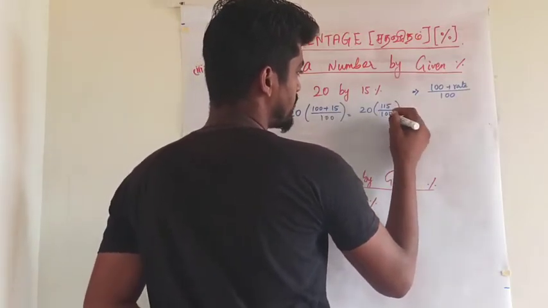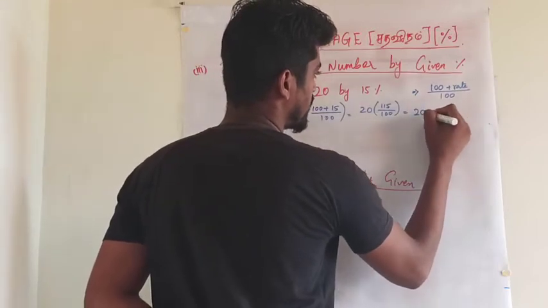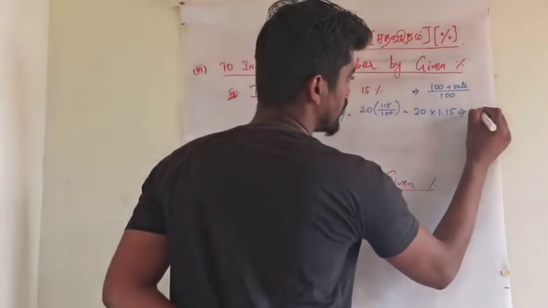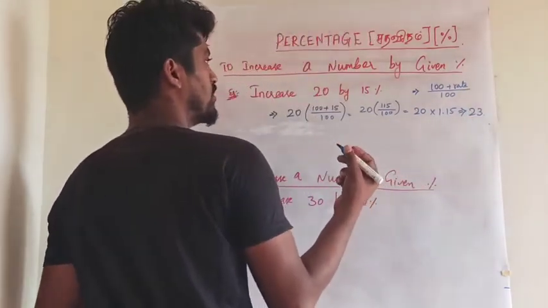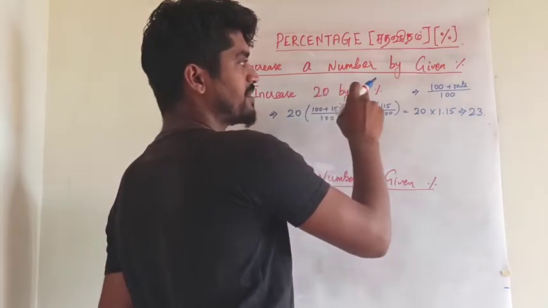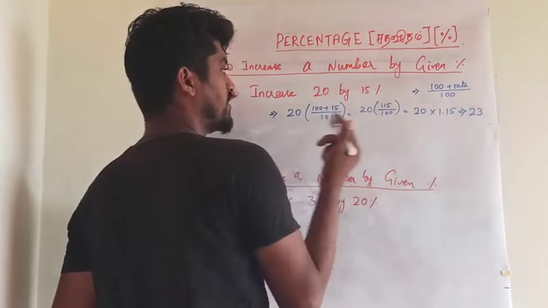So we can simplify: 20 into 1.15. The value is 23. When the number 20 is increased by 15%, the value we get is 23.